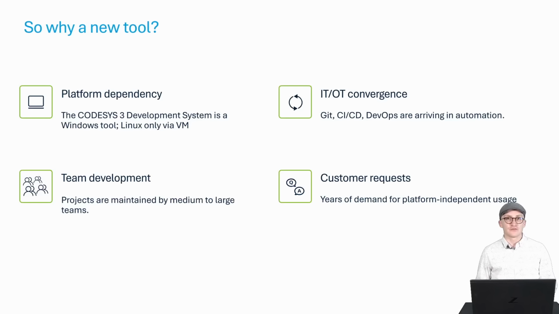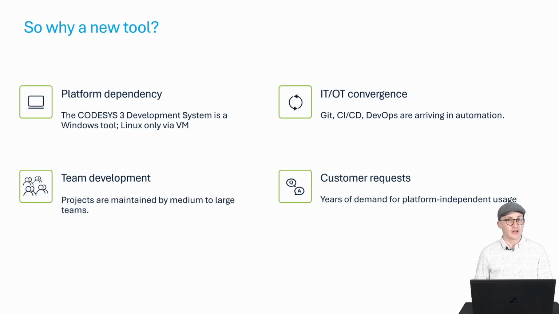The second driver is the convergence of IT and OT. Git, CI/CD pipelines, and DevOps practices are arriving in automation. At the same time, soft PLCs and virtual controllers are increasingly running on Linux. But the development tool only runs on Windows. That gap is becoming harder to ignore.